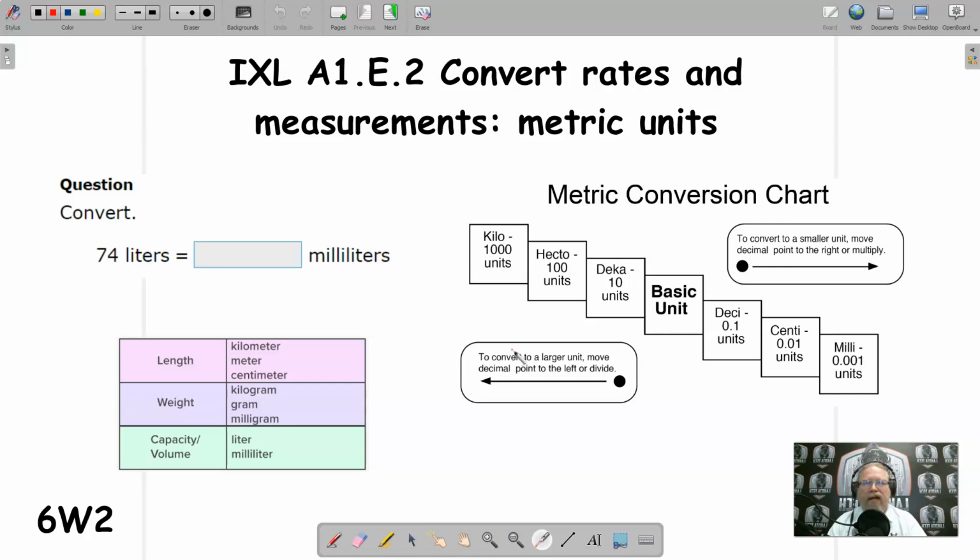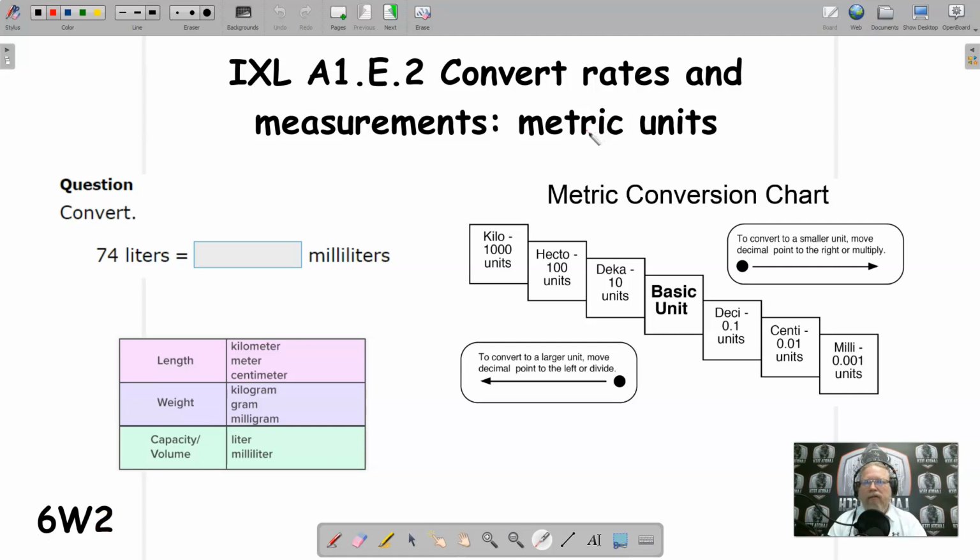Hello, this video is for IXL Activity A1.E.2. It is titled Convert Rates and Measurements Using Metric Units. The 3-character code for this activity is 6 Whiskey 2.